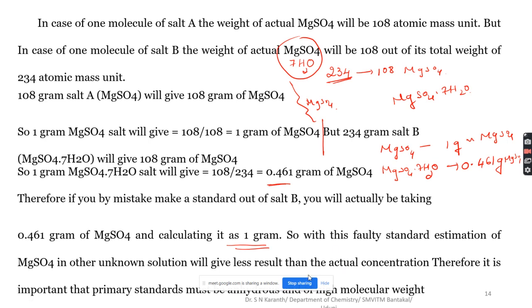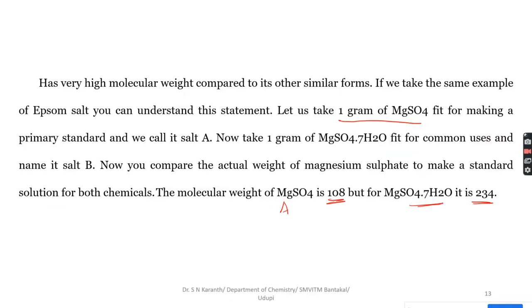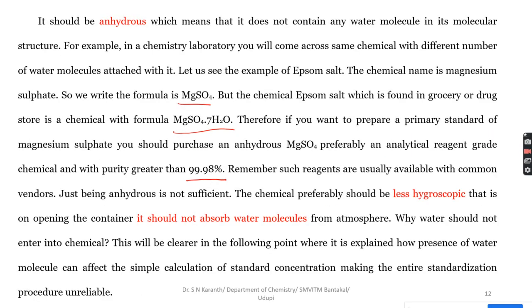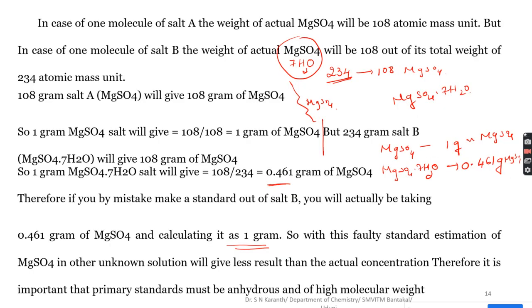While preparing a primary standard solution, it should be anhydrous in nature and should have a high molecular mass. As the molecular mass of that component increases, the error will be minimized. Clear? So is it clear why it should be highly pure? It should be highly pure and it should not react with atmospheric content. It should be less hygroscopic in nature. If it absorbs water, then the net molecular or atomic mass increases.